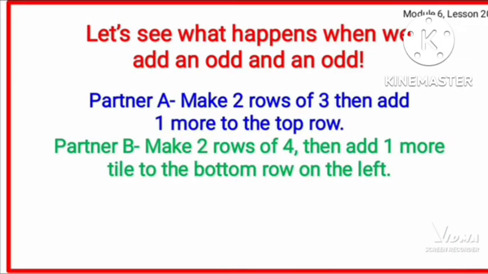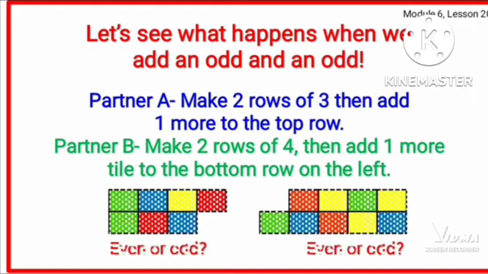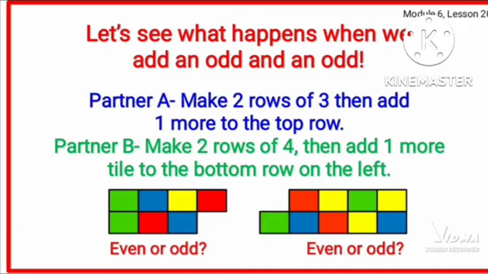Here's another array to make. Make 2 rows of 3, and then add one more to the top row. So you have 2 rows of 3 plus 1, that's 7 ties. Your partner makes 2 rows of 4, then adds one more tie to the top row. Let's say 2 rows of 4 is 8 plus 1, 9. What do you think you have? Look at how your ties look. Your own is odd because it's 7 ties. Your partner's own is odd because it is 9 ties.